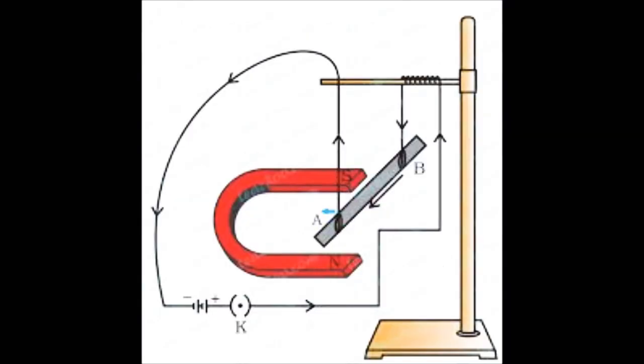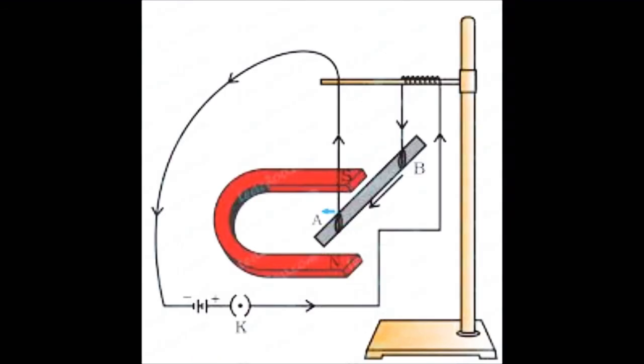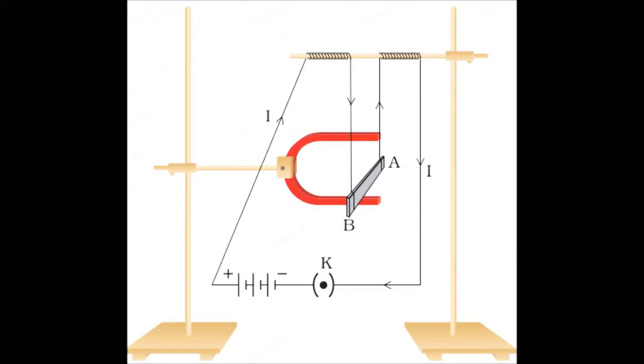This can be demonstrated by the experiment which is shown. The rod AB in the figure is placed between the magnet and the current is passed from B to A. The rod moves inside the magnet, and if we pass the current from A to B, in the reverse direction, the rod moves outside the magnet. This shows that a force is exerted on a current carrying rod when it is placed in a magnetic field.